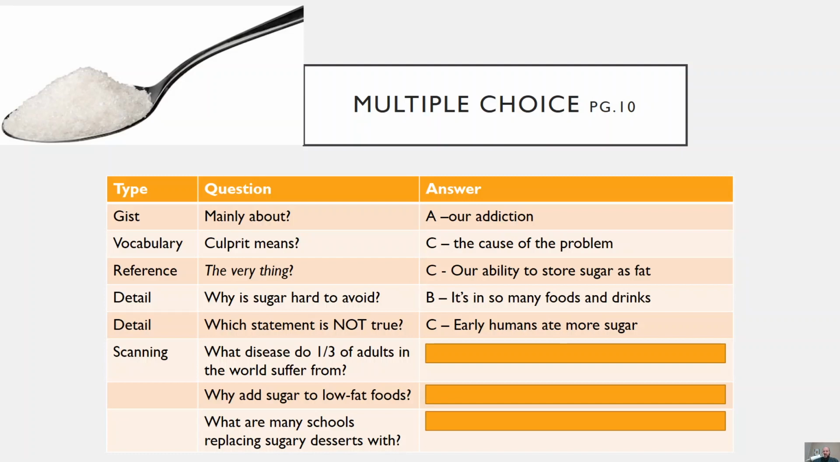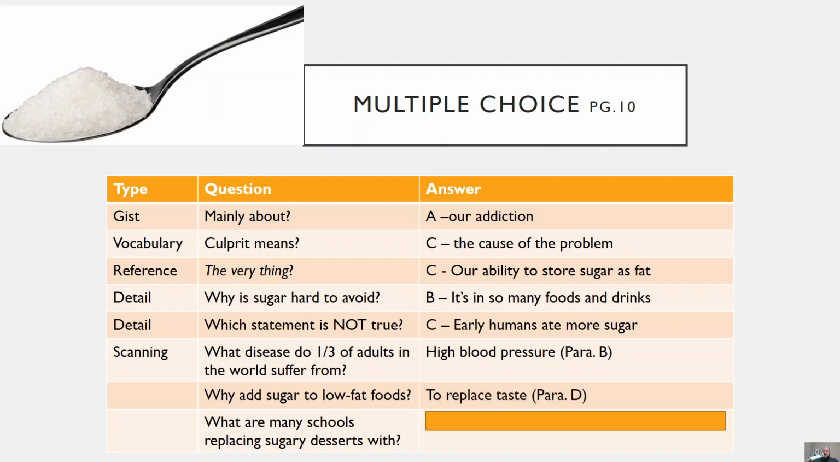Three scanning questions. What disease do one third of adults in the world suffer from? The answer is high blood pressure. Why add sugar to low-fat foods? Well, of course, that's to replace the taste. If you take out the fat, it takes out a lot of the taste, so they add sugar. They can still advertise foods as being low fat, but what they don't tell you is it's high in sugar.